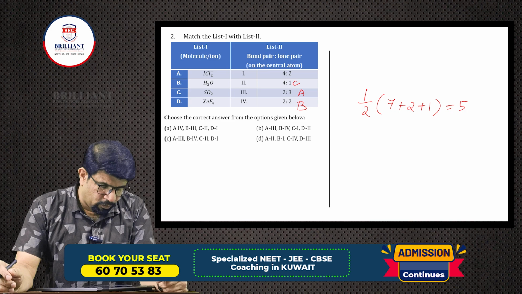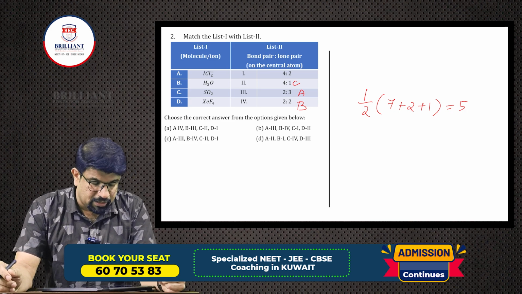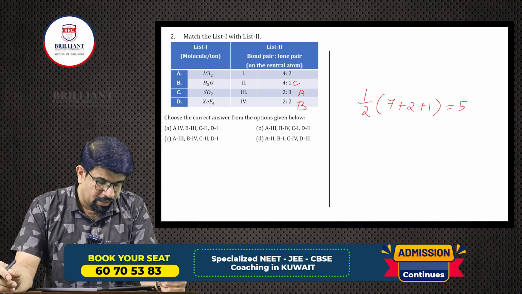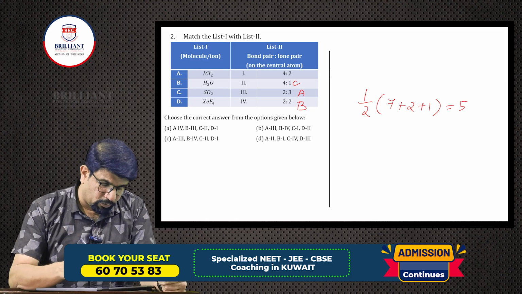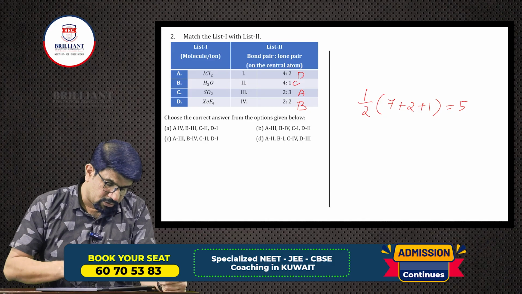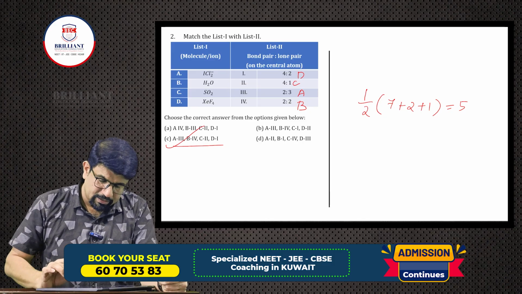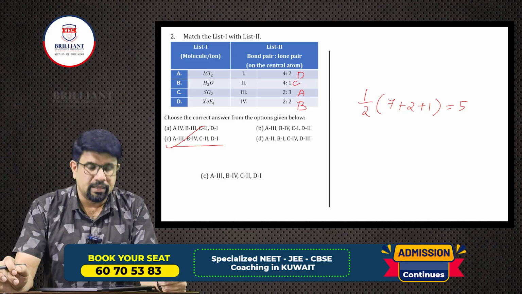And xenon fluoride. In xenon fluoride, xenon is the central atom. It has 8 electrons in the valence shell and 4 fluorines around it. That's why the bond pair to lone pair ratio is 4:2. So the first one we can take. So which is the correct answer here? Yes, C is the correct answer here.